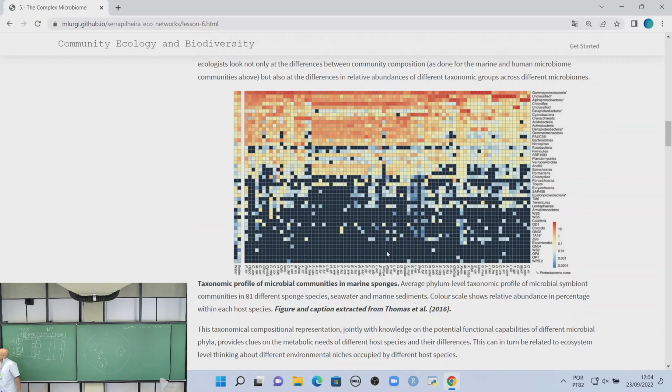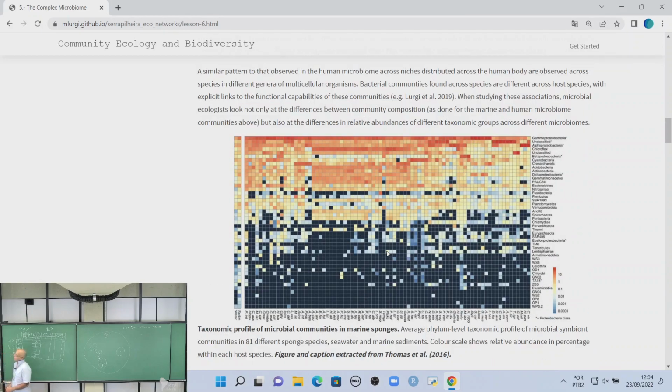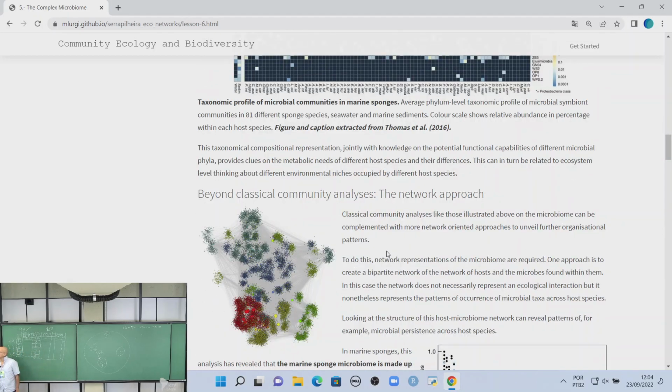So if we go back here, for example, you have these two last columns here, which are water and sediment. And you see that, for example, this thing is not found in any of these, but it's found in some of the sponges. And conversely, there are some things that are relatively abundant in either water or sediment, and are not really found in sponges. So that's the difference between the colors.